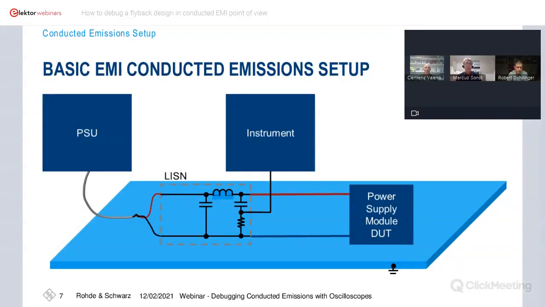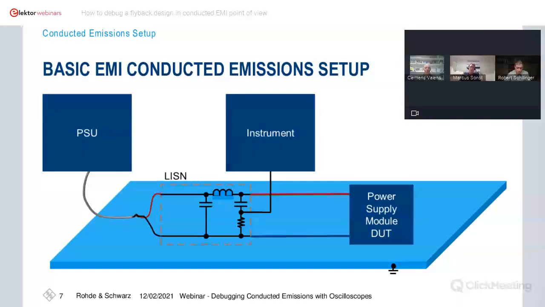How does it look like? The basic EMI conducted emission setup is similar to what the standard is defining, but reduced, I would say. What we have here again is the instrument, the oscilloscope or spectrum analyzer. We have the power supply unit to supply your DUT. We have, of course, the DUT, which was the flyback in this case.